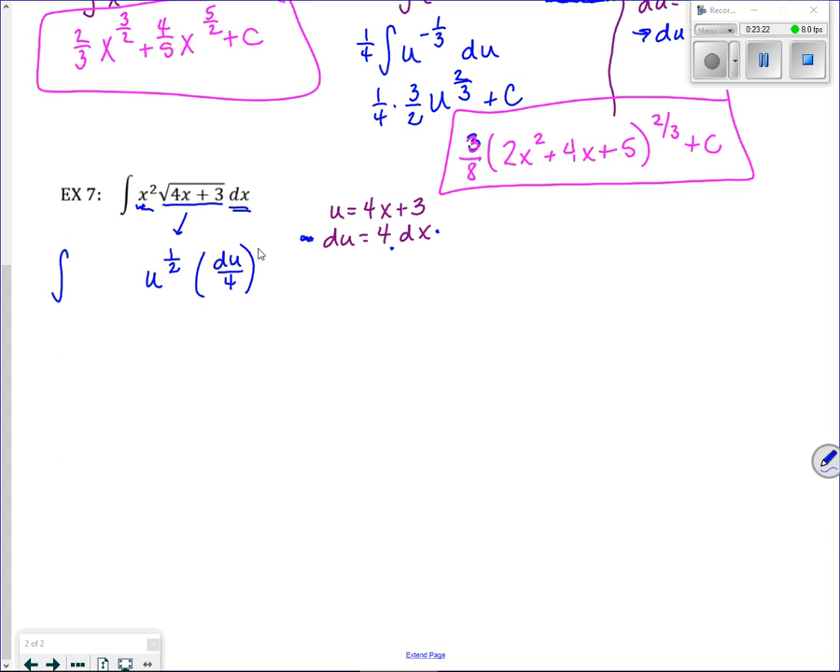So what I'm going to have to do is right here, I'm going to have to solve for x. That would be u minus 3 over 4, and that is equal to x. So what I have to put in is u minus 3 over 4. Now be careful, that is parentheses squared. That's kind of the key step there, is getting the correct substitution.